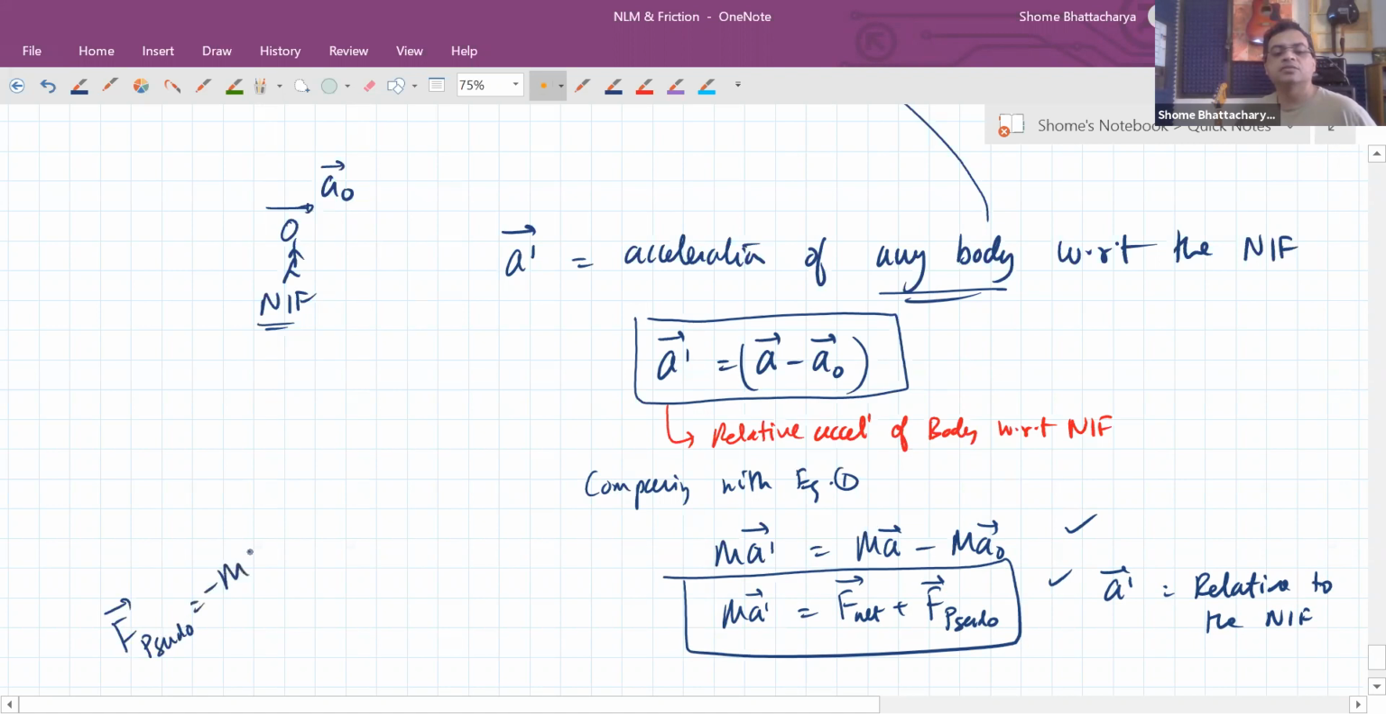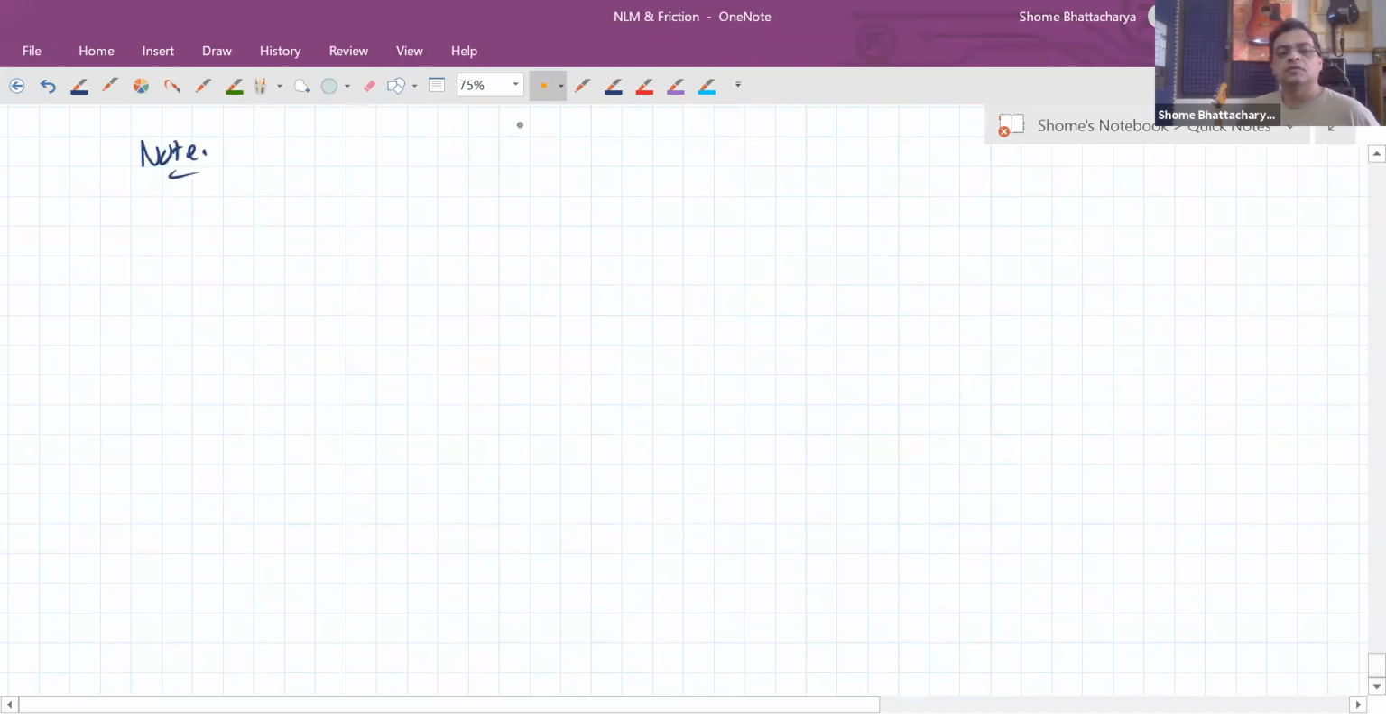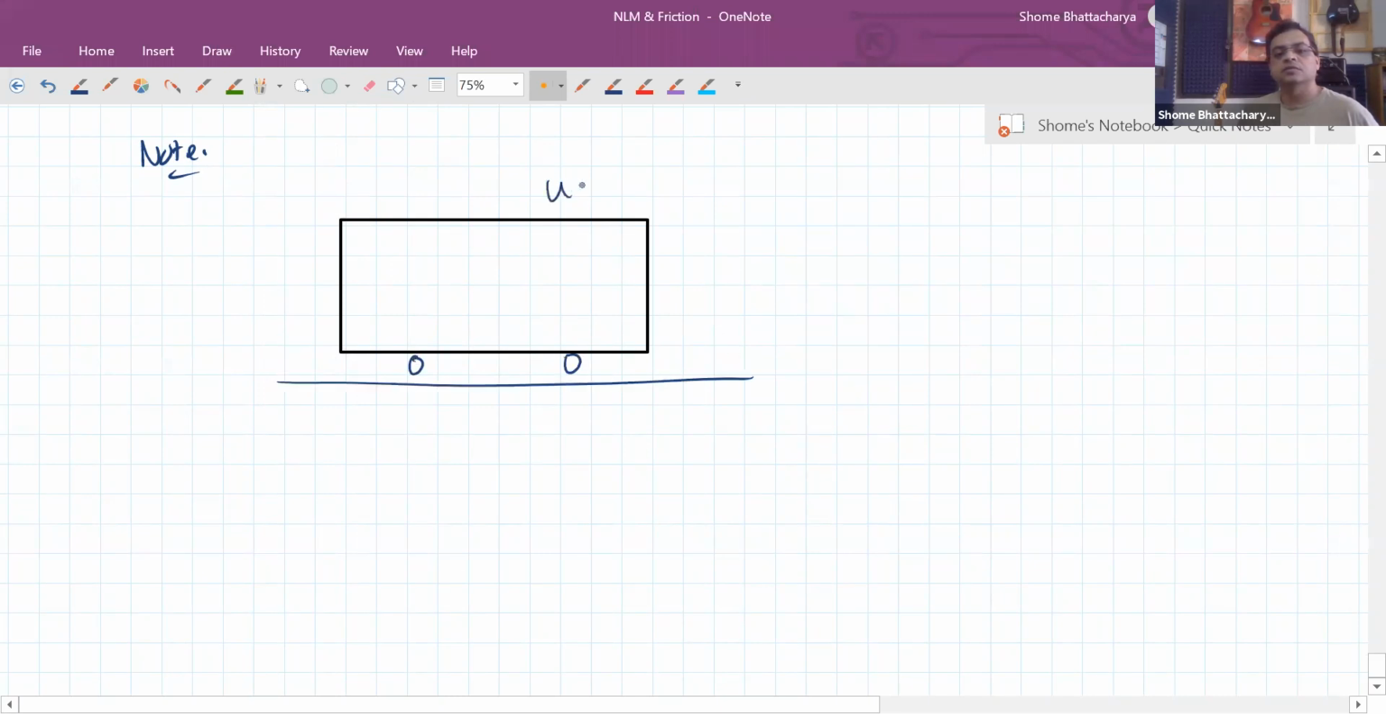That pseudo force is minus of mass of the body into acceleration of the frame. And a simple way to remember the effect of pseudo force is that visualize this, that this is a bus, let's say, which is stationary. And there's a person standing inside the bus, or there's an object sitting on the bus. Now, the moment the bus accelerates forward, it's a very common experience that you will experience a pseudo force backwards. The object will experience a pseudo force backwards. It will tend to slide back unless held by friction.